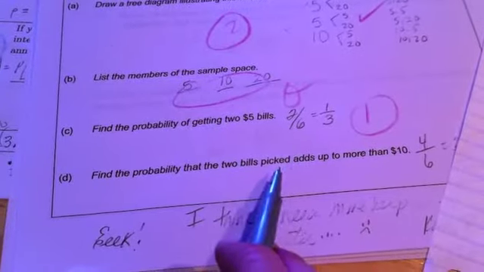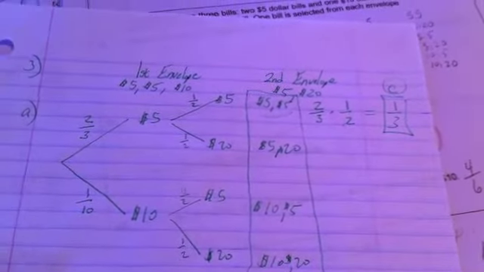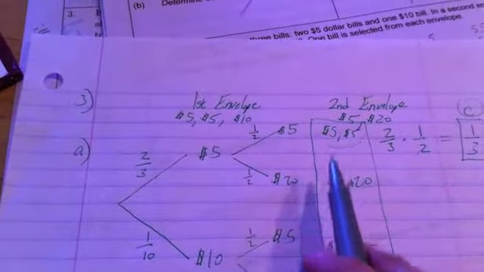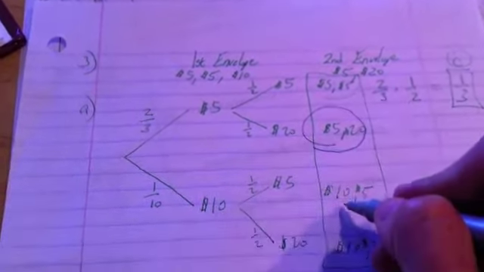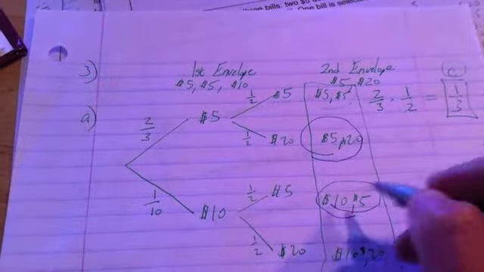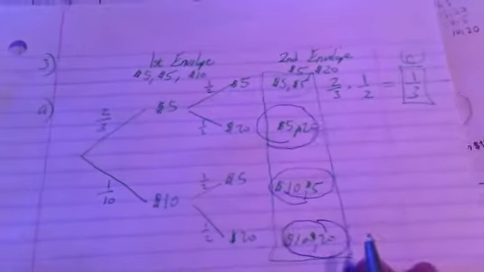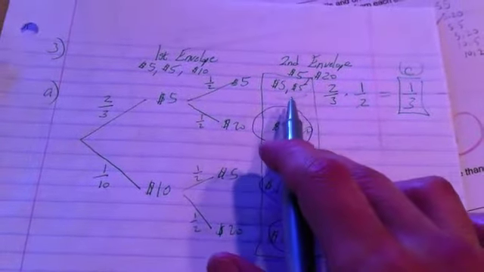For the last part, find the probability that the 2 bills picked add up to more than $10. So we take a look at our outcomes, and which of these add up to more than $10? That one adds up to 10. We want more than 10, so we'll take this one, and that's 15, so that's good. And we'll take that one, right? So notice we added all of these except for that.